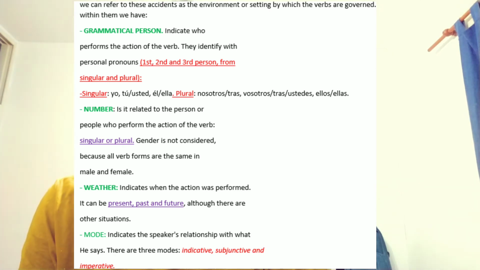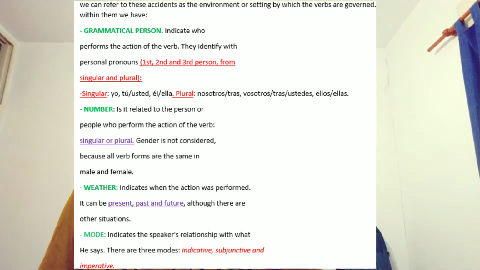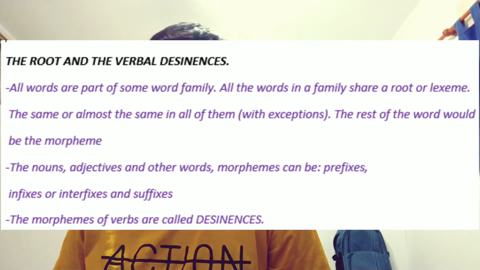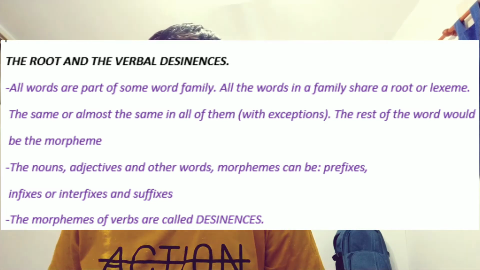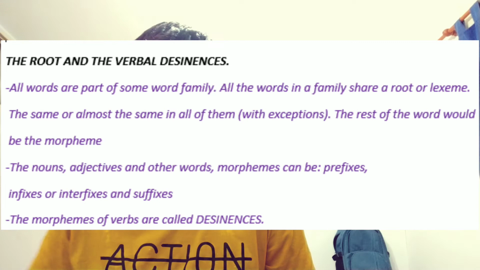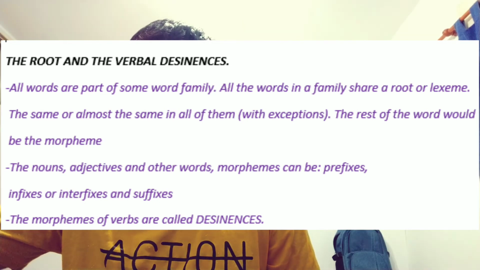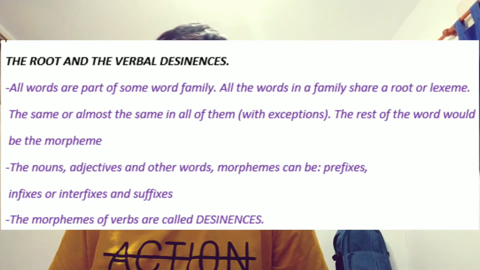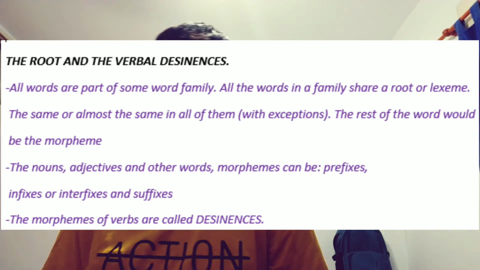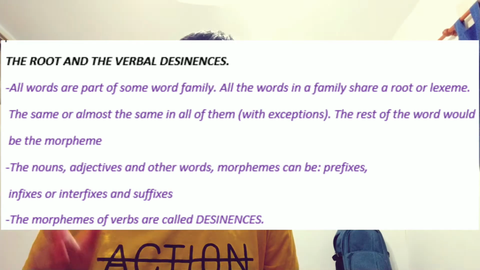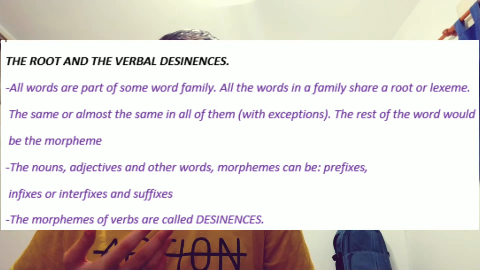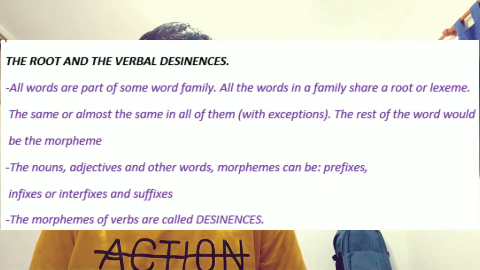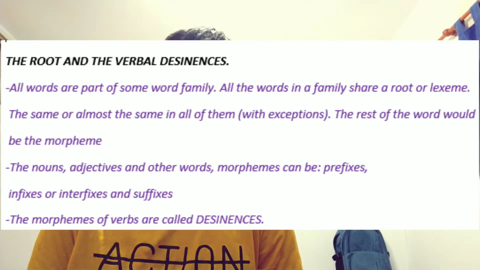Finally, we will talk about the root and the verbal desinences. Well, all words are part of some word family. So all the words in a family share a root. It can be a root or lexeme, the same or almost the same in all of them, but it has some exceptions. And the rest of the word will be the morpheme.